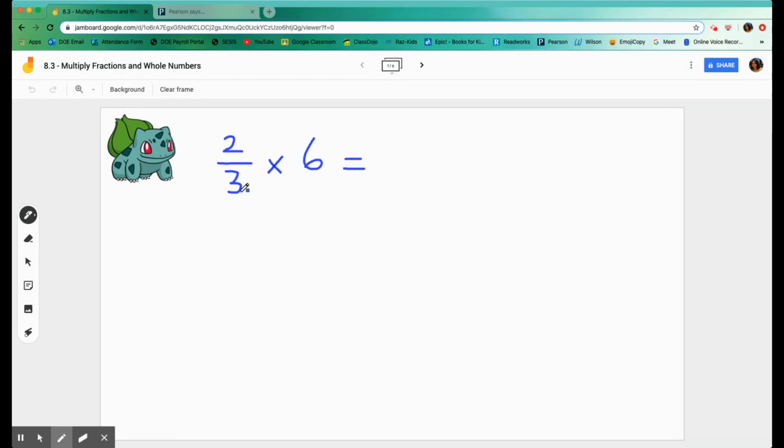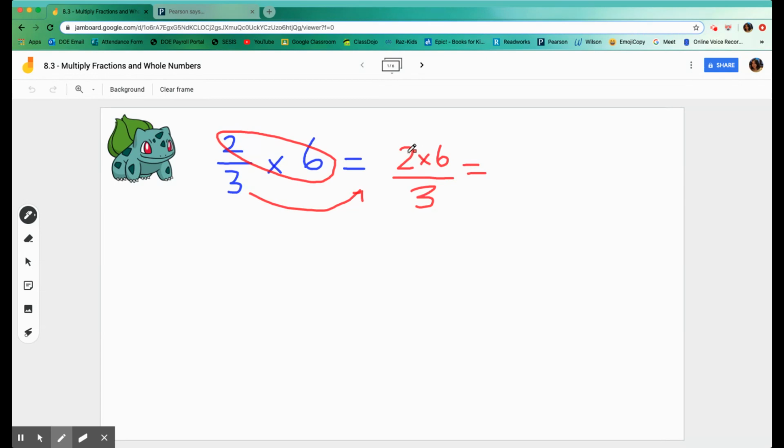So when we multiply fractions and whole numbers, we first start by looking at the numerator of the fraction and multiplying it by the whole number. So in this case, it's 2 times 6. Don't forget the fraction bar, and our denominator remains the same at 3.